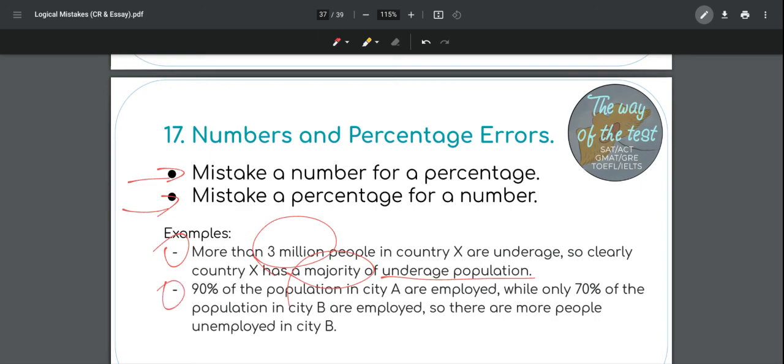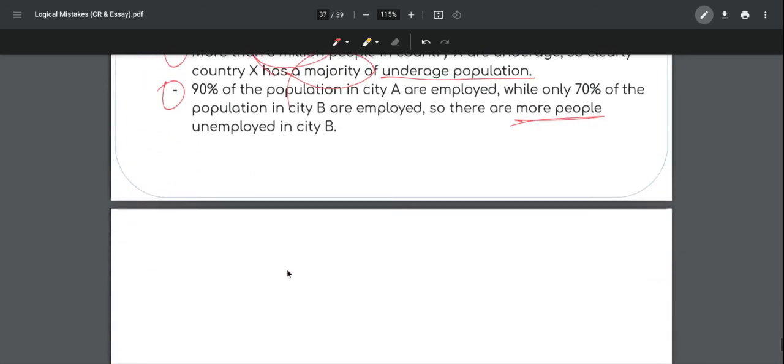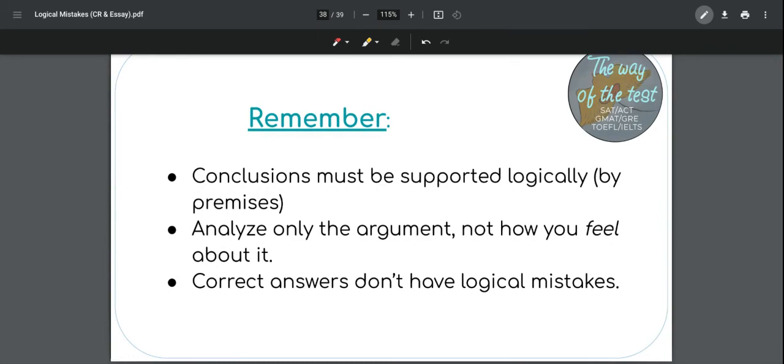Let's see example number 2. 90% of the population in CTA are employed, while only 70% of the population in CTB are employed, so there are more people unemployed in CTB. We don't know whether this is true because we don't know the total number of people in CTA and we don't know the total number of people in CTB. Maybe there are only 100 people in CTA while there are 5,000 people in CTB, in which case there will be more people employed in CTB even when the percentage is lower. This is something that happens all the time. Again, try to find the mistakes when you look at the news, when you speak to people. Okay, so remember, conclusions must be supported logically.